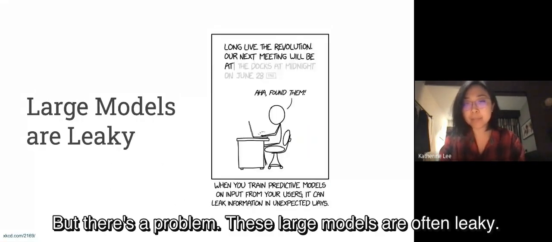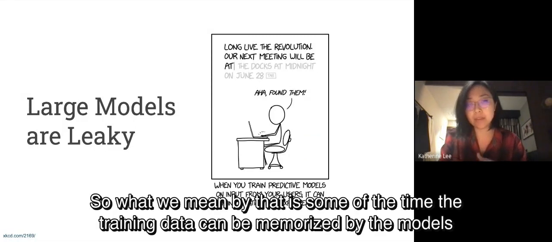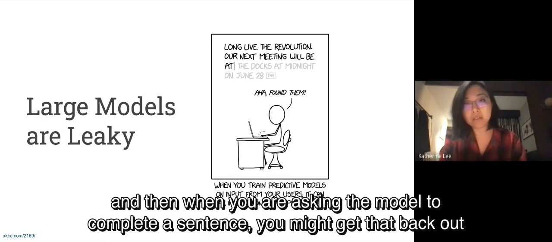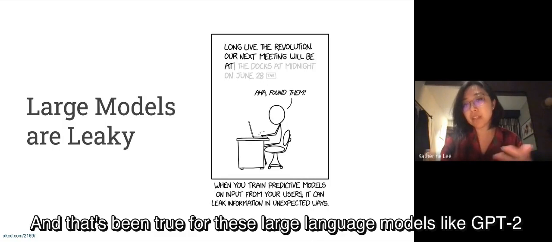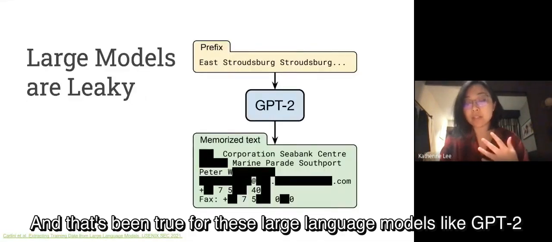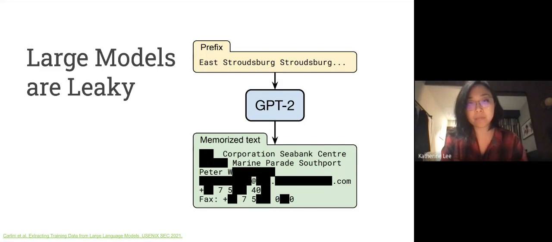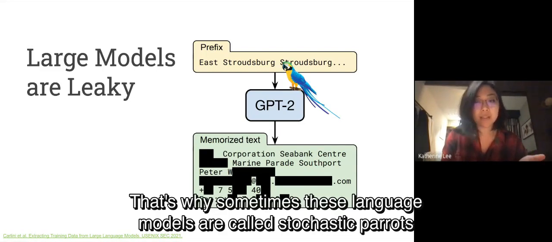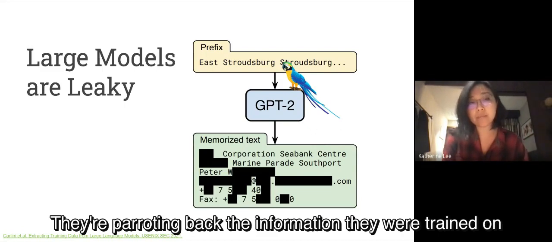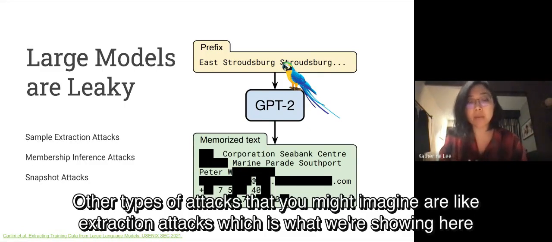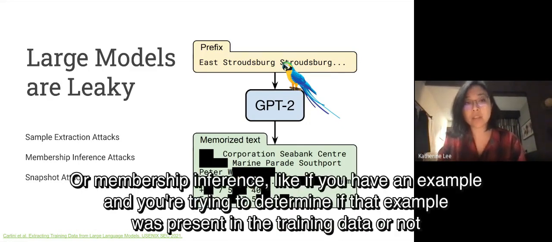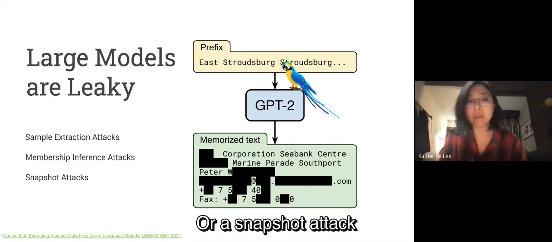But there's a problem. These large models are often leaky. What we mean by that is sometimes the training data can be memorized by the models, and then when you are asking the model to complete a sentence, you might get that back out. That's been true for large language models like GPT-2. Here's an example of one instance of that, where we got back someone's phone number, name, and address. That's why sometimes these language models are called stochastic parrots. They're parroting back the information that they were trained on. Other types of attacks that you might imagine are extraction attacks, which is what we're showing here, or membership inference, where you have an example and you're trying to determine if that example was present in the training data or not, or a snapshot attack.